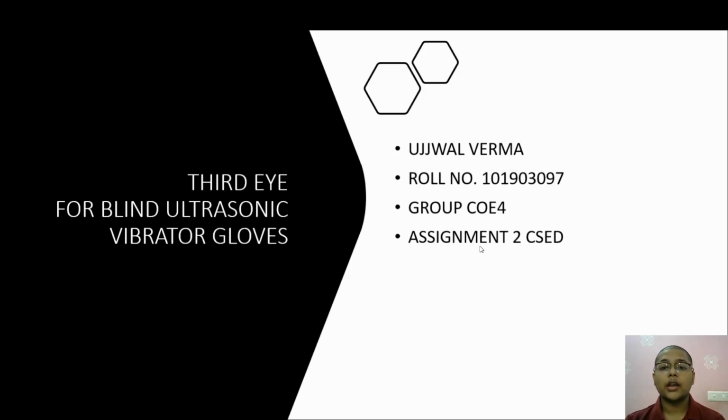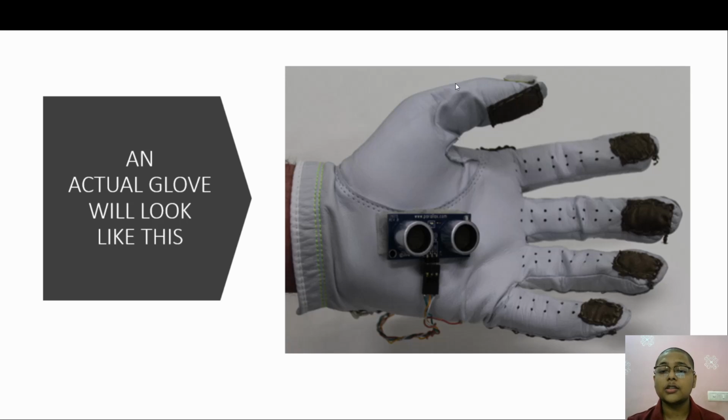So this is my assignment 2 for CSED. The topic for the assignment is third eye for blind ultrasonic vibrator gloves. I'm going to make a simulation for this on Tinkercad. But first of all, let's see how it will look in real life. Okay. So this is what it looks like when we make it in real.